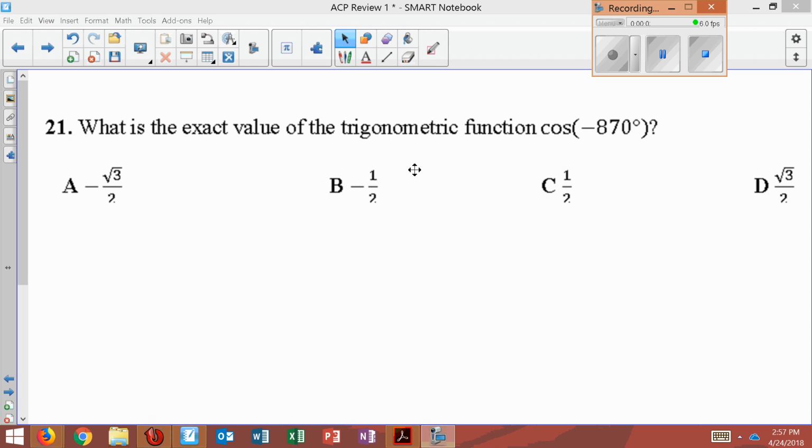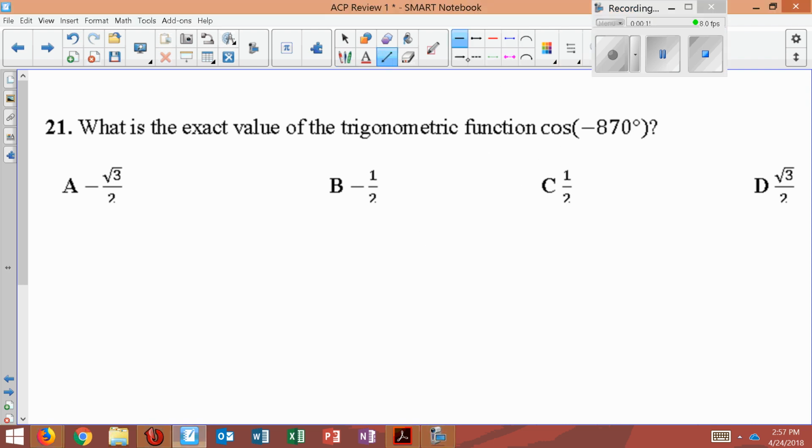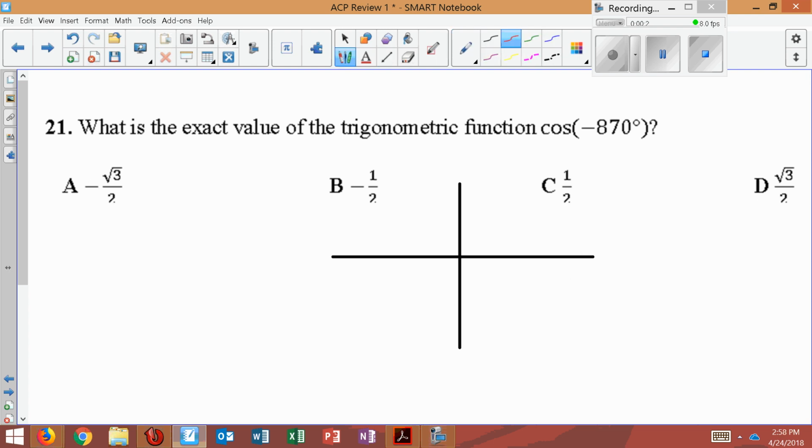Number 21, what is the exact value of the trigonometric function cosine of negative 870 degrees? So we could go through the calculator and find this out, but I'm going to do it using reference angles. Remember, reference angles measure whether the angle is closer to 0 or 360 degrees, or if it's closer to 180.